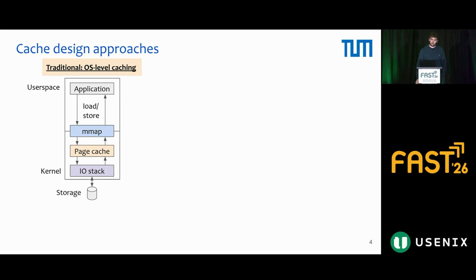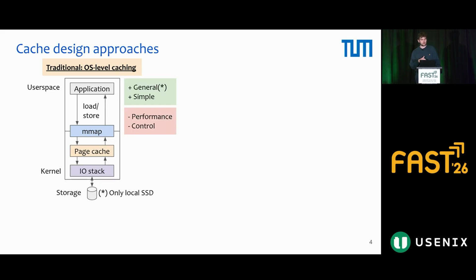Traditionally, applications used OS-level caching by creating a file-backed memory-mapped region in their address space using the mmap syscall. After that, they can simply access the data with normal load and store instructions. Internally, the OS page cache catches the misses by handling page faults in the region. This approach is very simple for the application, since the OS transparently manages the cache. However, it has two major drawbacks.